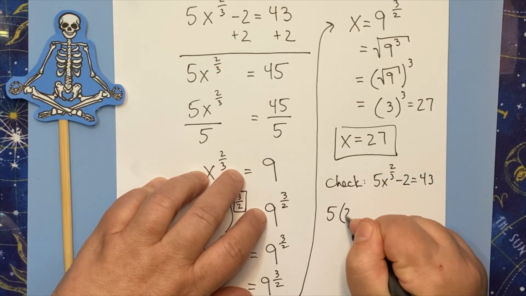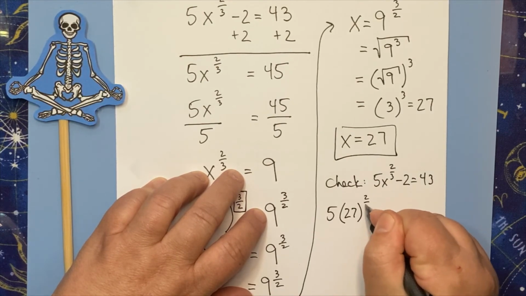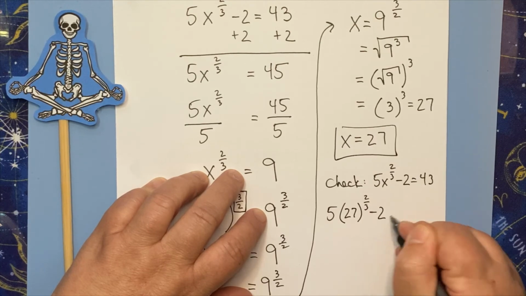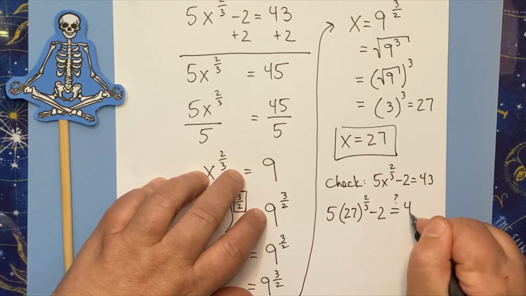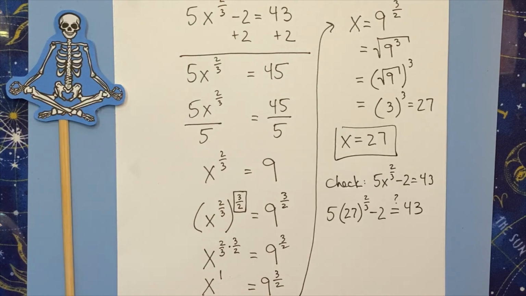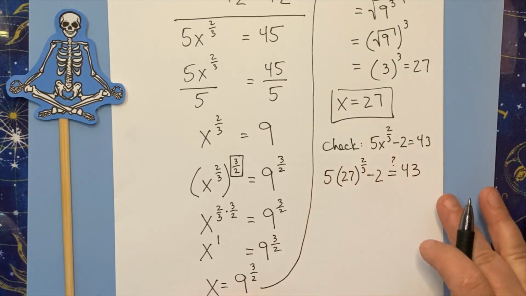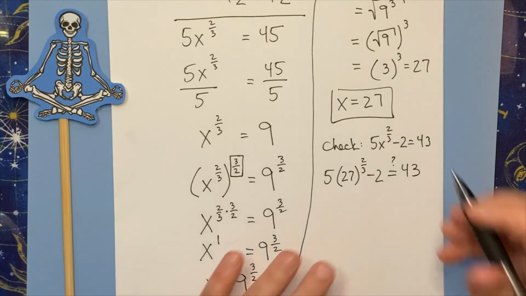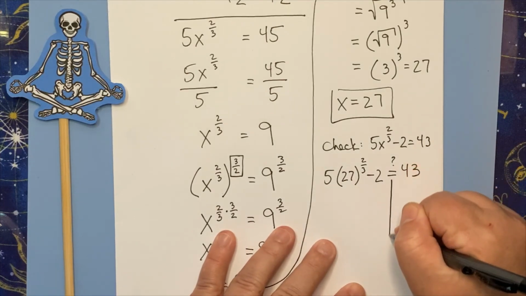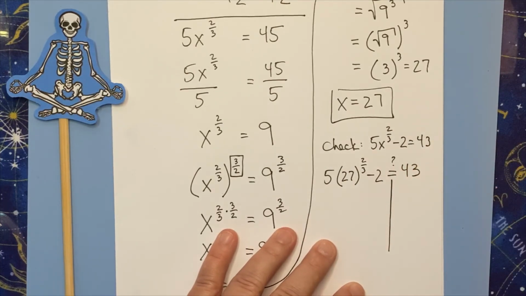So 5 times the quantity 27 to the 2/3 minus 2, is that equal to 43? Now, what a lot of people want to do at this point is to add 2 to both sides and divide by 5. You can't do that. The two sides have to stay separate. Do not cross the streams.